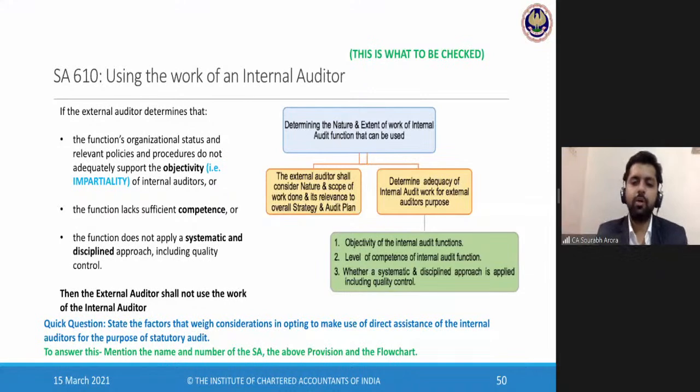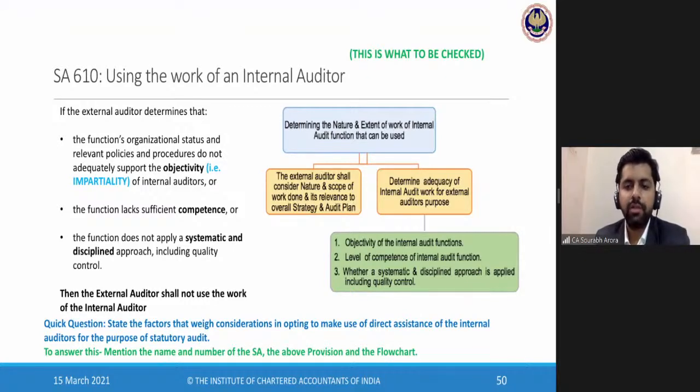However, if any of these conditions is breached, he will not consider the work of the internal auditor in carrying out his own duties. So, in determining the nature and extent of work of the internal audit function that can be used, determine the adequacy of internal audit work for external audit purpose. The auditor shall see the objectivity of the internal audit function. Objectivity means, I'll reiterate, impartiality of the internal audit function. Level of competence of the internal audit function.